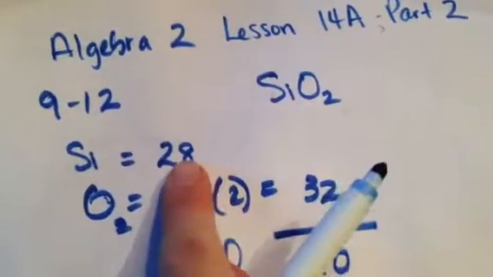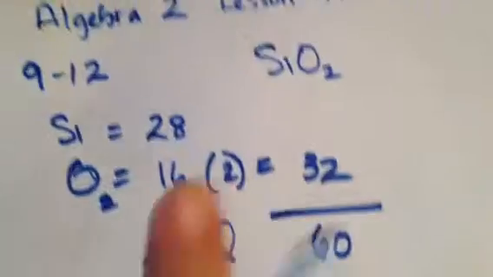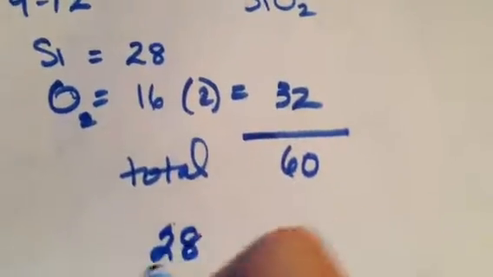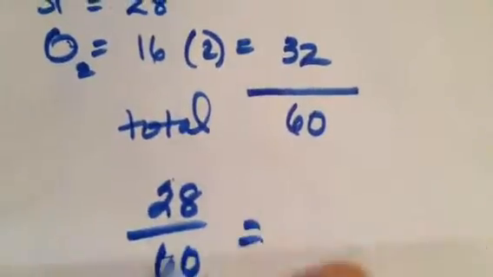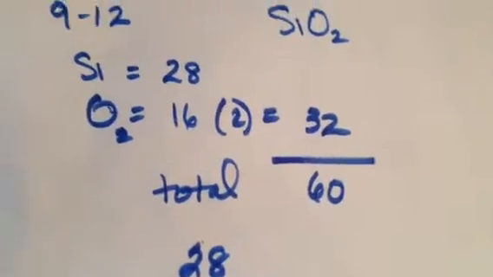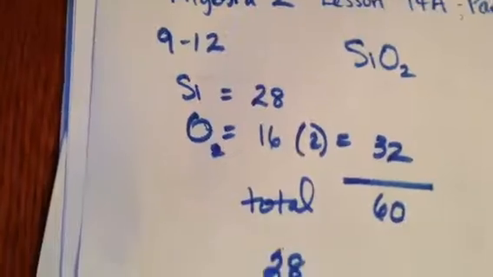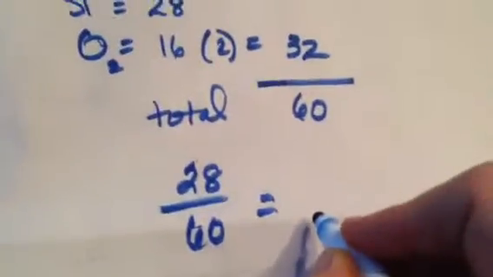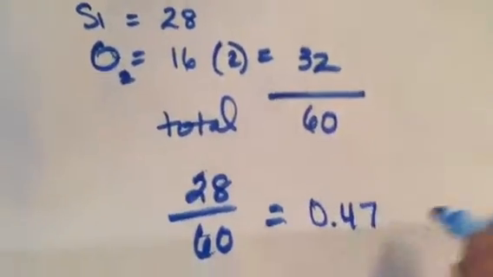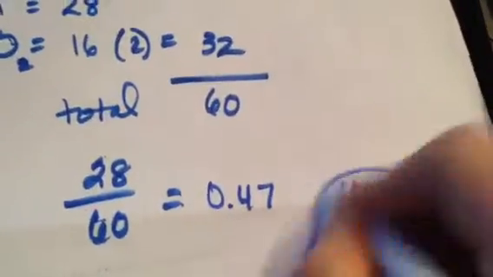Now, it wants to know the percentage of silicon. Well, silicon is 28 out of 60. So you can easily just hit 28 over 60. Again, I'm showing my work. I'm not just crunching it in the calculator and coming up with a number, okay? And so you should get 0.47, which is 47%. Okay, so they're that simple, okay?